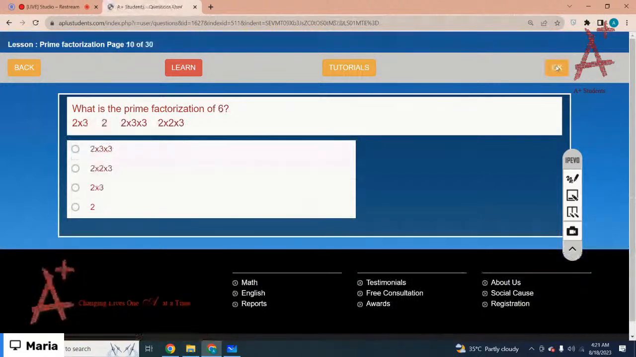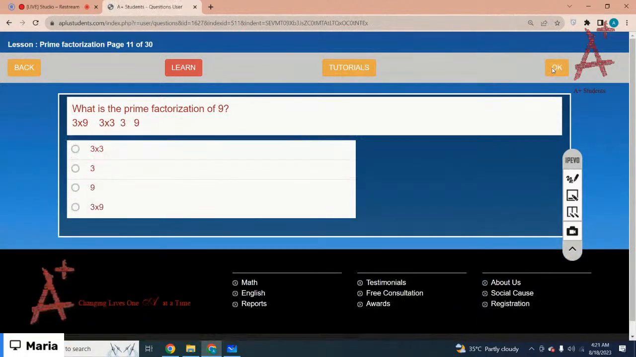What is the prime factorization of 6? Which is the correct option? No one is answering why. 2 times 3 is 6. So the correct option is 2 times 3, right?